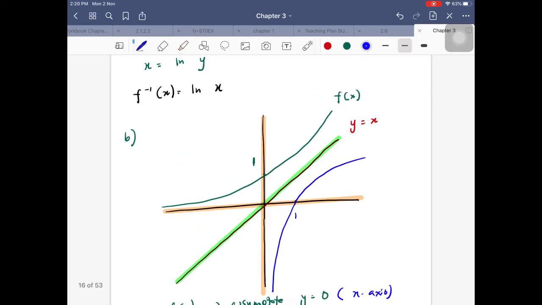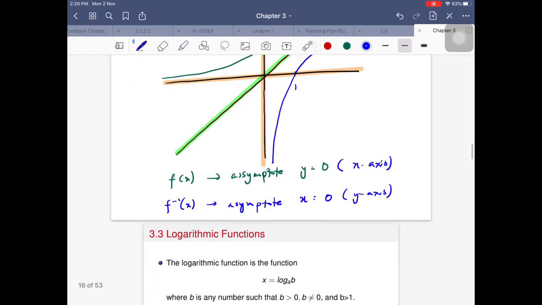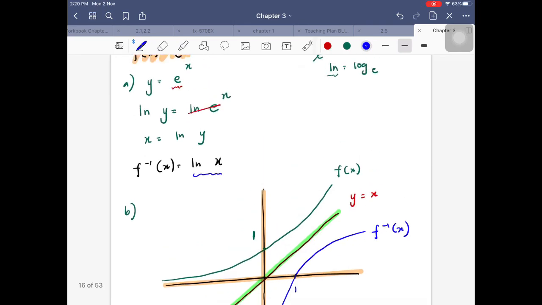So that is going to be for B, and let's label it right here. So this is going to be the graph of f inverse of x, which is a function of log of x. Okay, so I'll give you the exercise later for you to try.